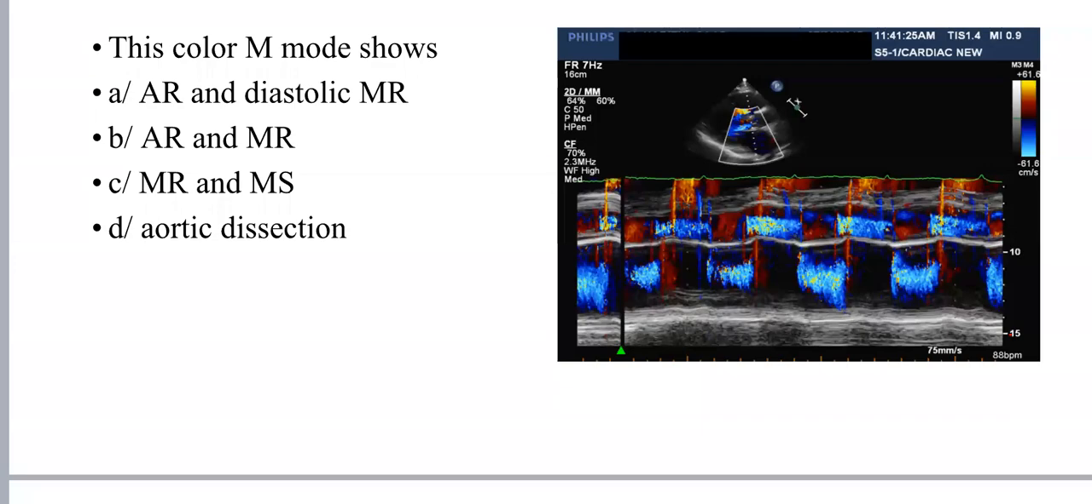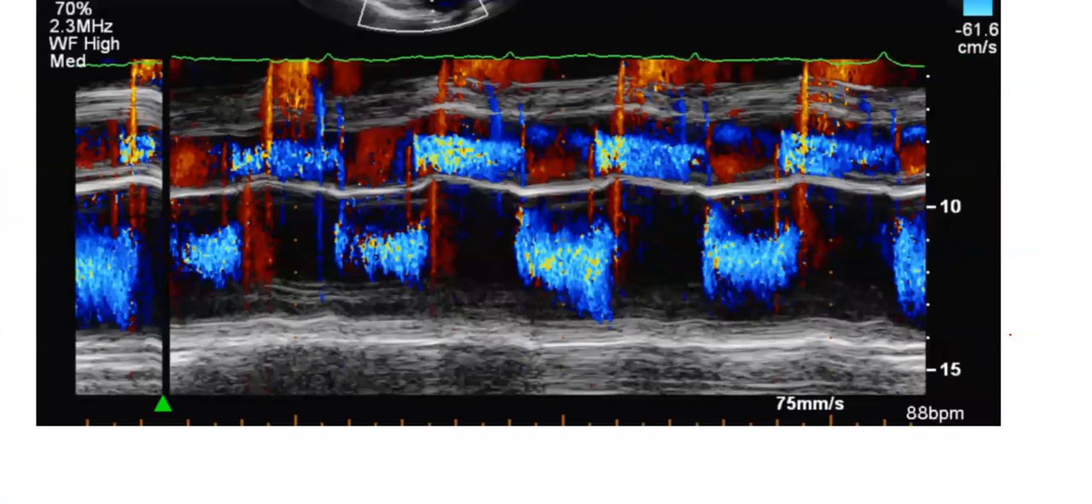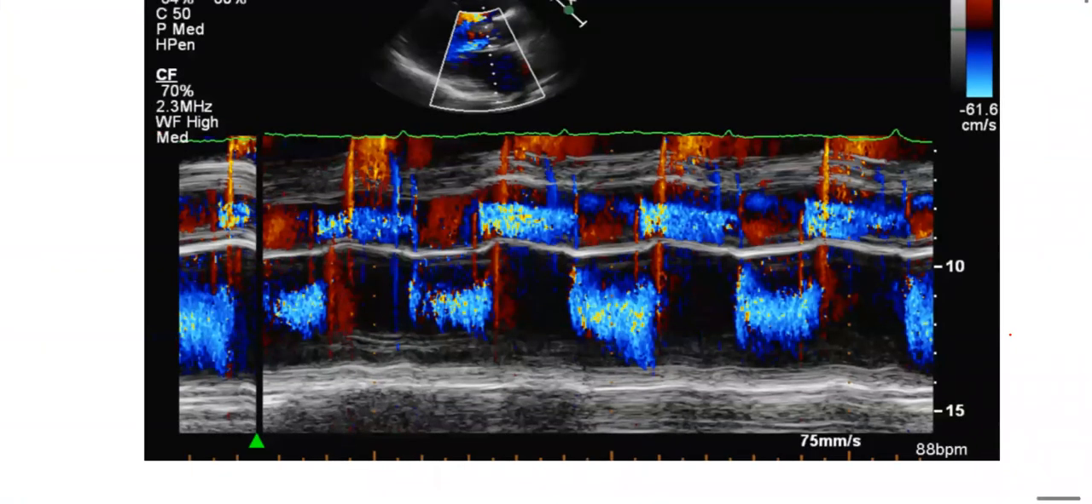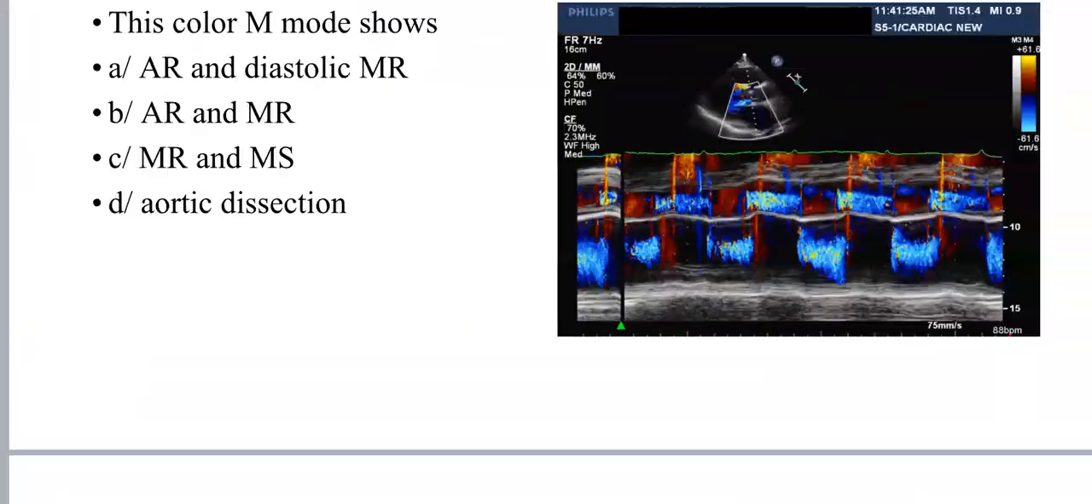Why? Because this one on top is the aortic AR. That's the aorta, and this is the AR. It's a diastolic event. Now down is the mitral, the left atrium. In the left atrium, there is a turbulence during systole. That's because of the systolic MR. So I have just MR and AR. Okay.